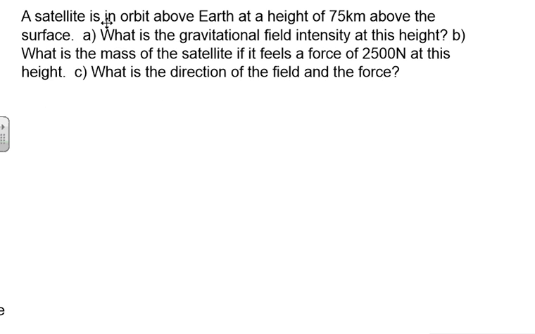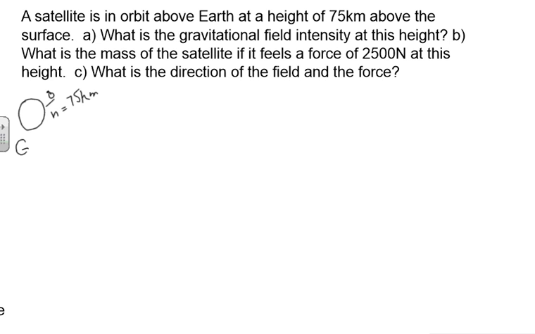All right, so a satellite is in orbit above Earth at a height of 75 kilometers above the surface. What is the gravitational field intensity at this height, and what is the mass of the satellite if it feels a force of 2,500 newtons at this height? And what is the direction of the field and the force? So we've got the Earth, and we've got a satellite flying above the Earth, and we know that it has a certain height above it, 75 kilometers.